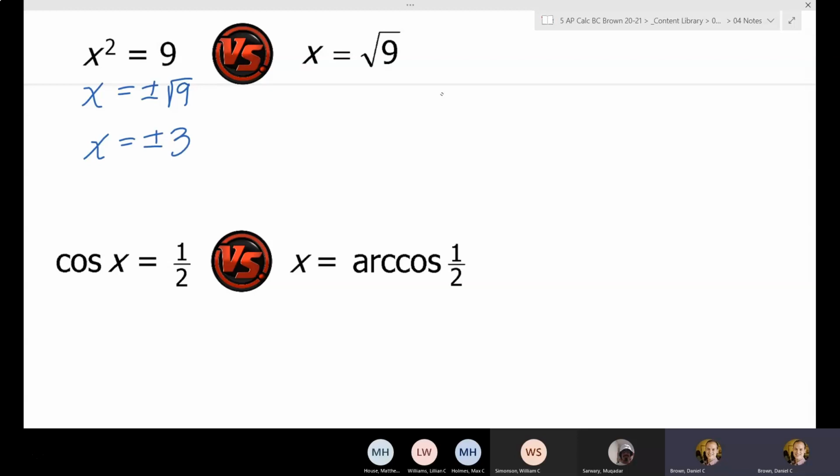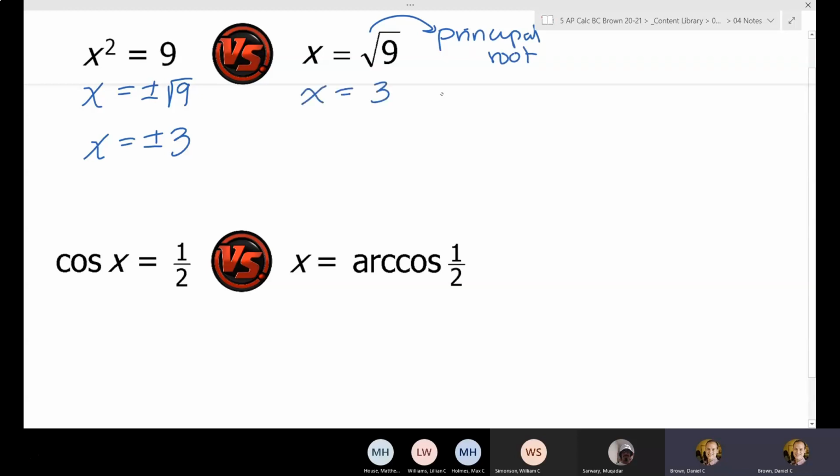I want you to compare that to if I just say, hey, what is x is equal to the square root of 9? We're not taking the square root on both sides. We're not really solving the equation. So when we see something like this, in math, this is called the principal square root or just the principal root, and it would just have one solution.